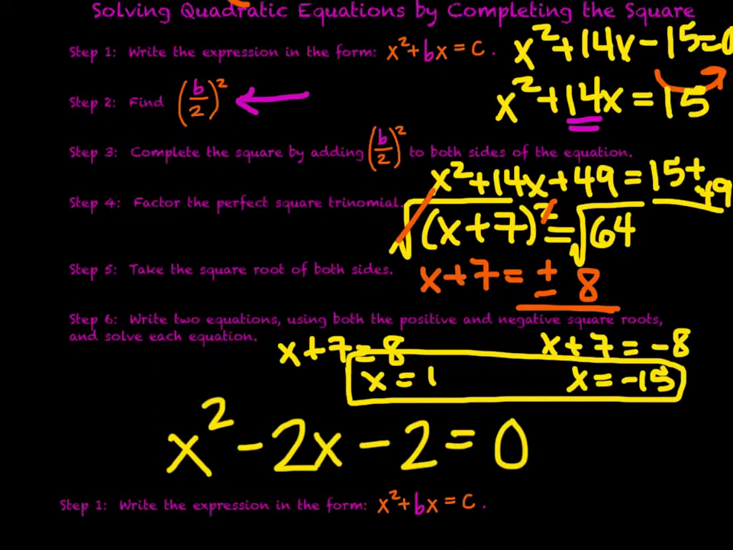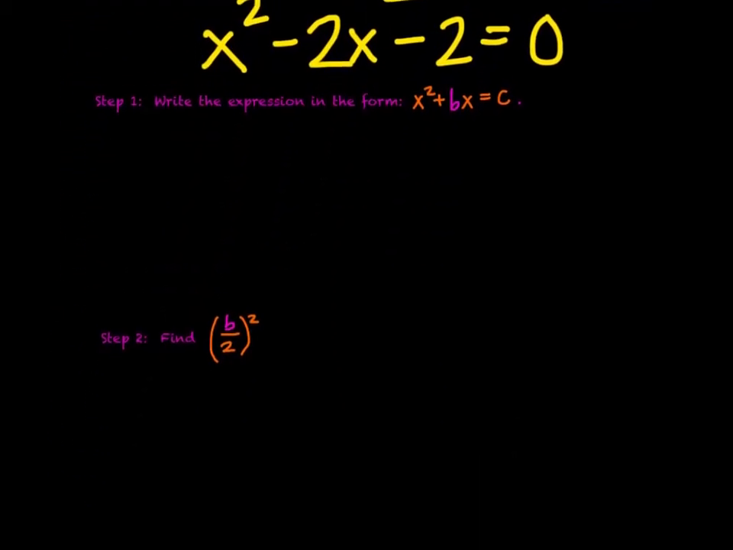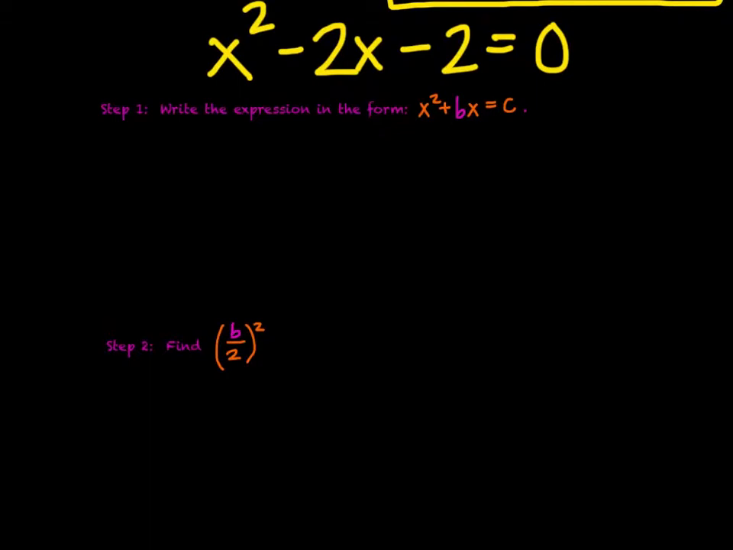So let's actually practice this with another problem so we can see this sort of figured out in a little bit simpler way. We have x squared minus 2x minus 2 is equal to 0. So our very first step that we need to take, our step number 1, is writing the expression in this form, x squared plus bx equals c. So it looks like our c term right here, this negative 2, needs to go over to the other side.